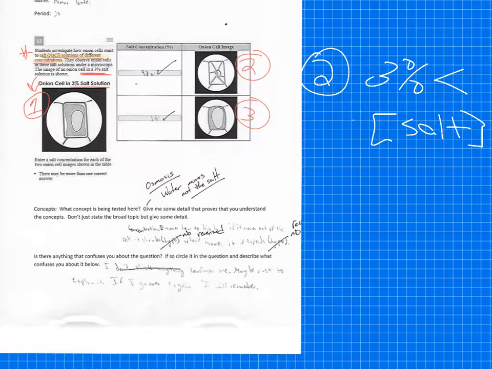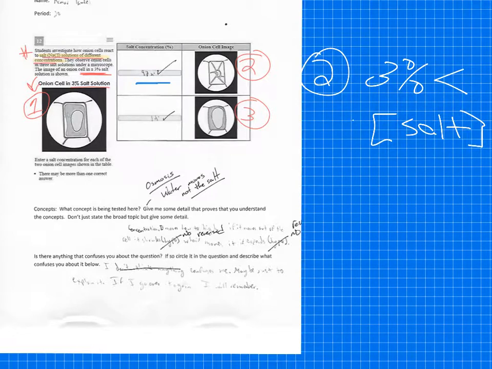So you see how this says 97%? That's correct. Anything above 3%, if she would have put 5%, that'd be right. 97%, that's fine. I don't care what percentage, as long as it's bigger than 3%. 0.5% is perfect. So for number three, what do we know about number three? It has to be lower than 3%.